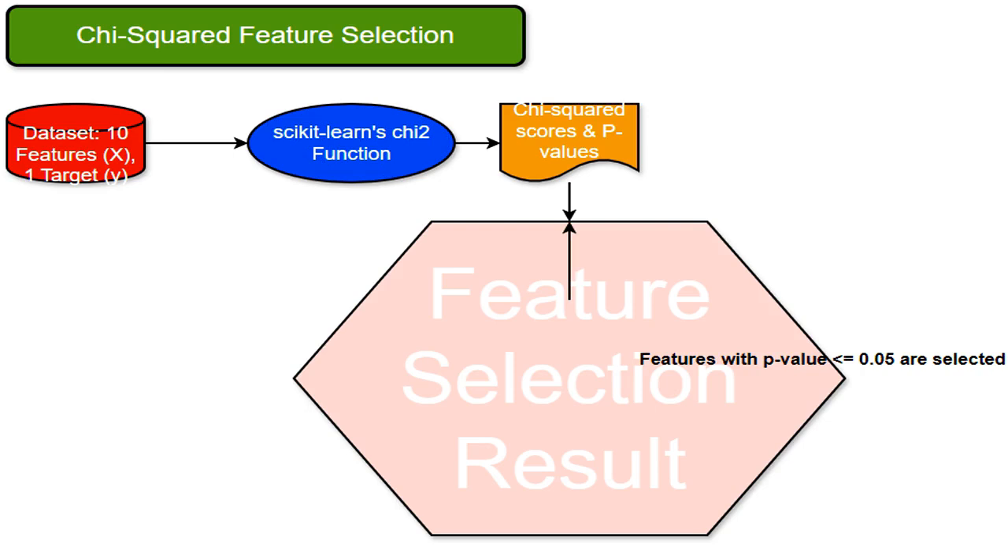Based on the p-values from the chi2 test and my significance level, I will select features to include in my model. I'll pick features with a p-value less than or equal to 0.05, meaning their relationship with churn is statistically significant. It's like saying there's strong evidence that these features help me predict churn.